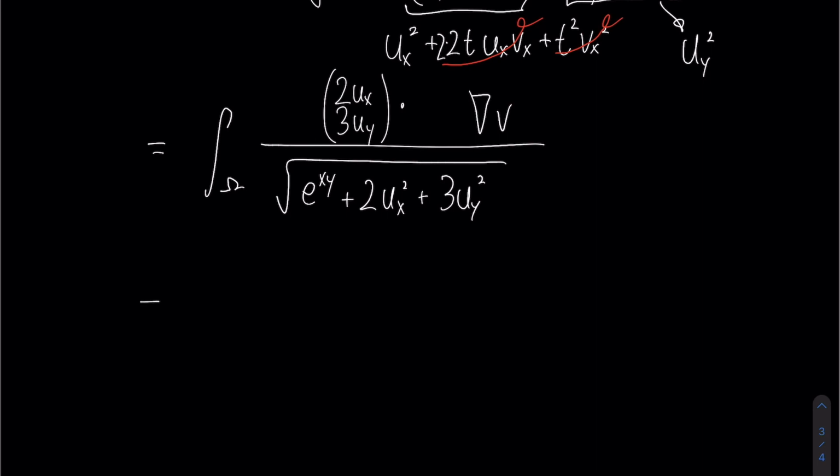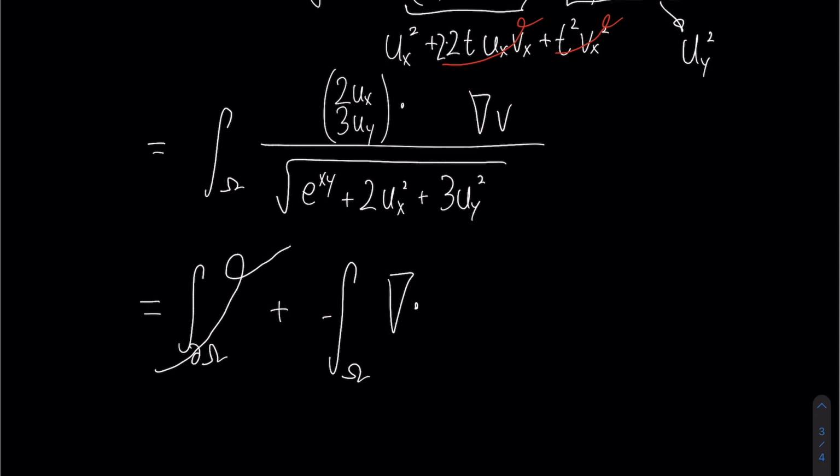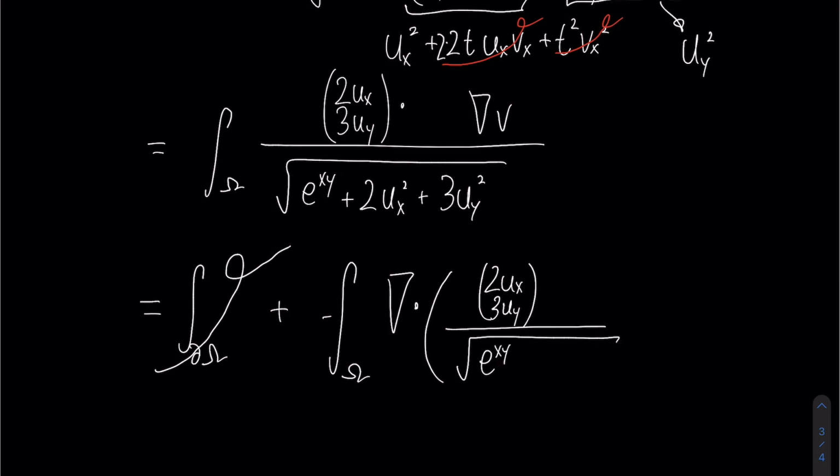Okay, so now I use integration by parts, and I have a term on the boundary, which is going to be 0 anyway, plus a term, plus the negative of the gradient of this thing, 2ux, 3uy over e to the xy plus 2ux squared plus 3uy squared. Okay, multiplied by v, dx dy.